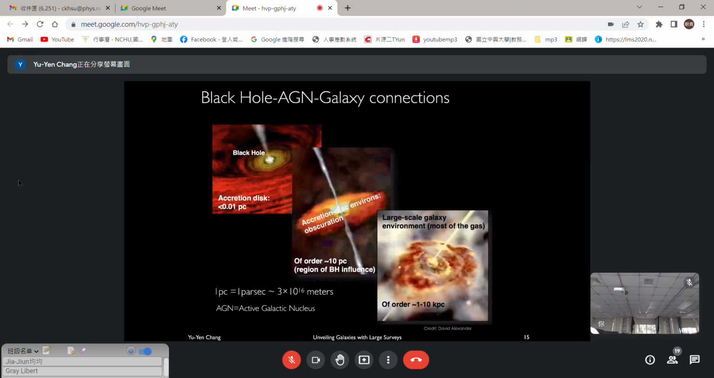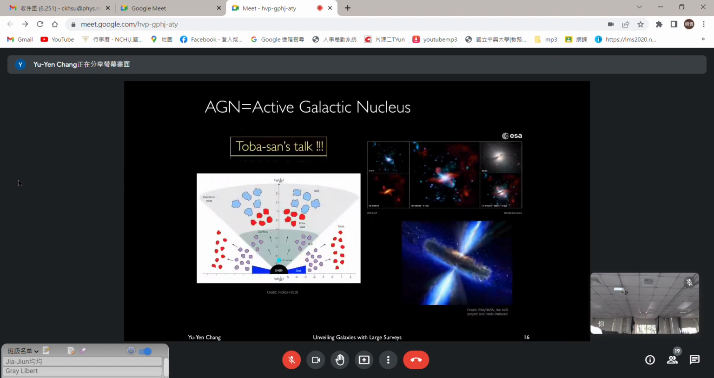Even though they are on very different scales, which means the black hole is about 1,000 times smaller than the AGN, and the AGN is about 1,000 times smaller than the galaxy, still, because the mechanisms of AGNs are very strong, it's possible that they have a strong connection.